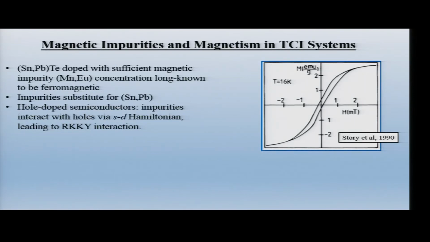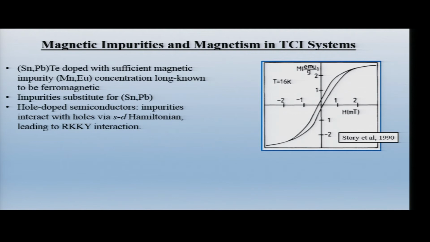Okay. So finally, I'm ready to come to what we wanted to do with this. We put magnetic impurities into this system. And this is something that people have been doing for a very long time. The tin lead telluride system is actually one of the earliest examples of a dilute magnetic semiconductor.